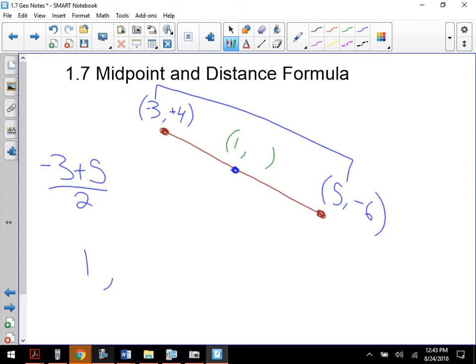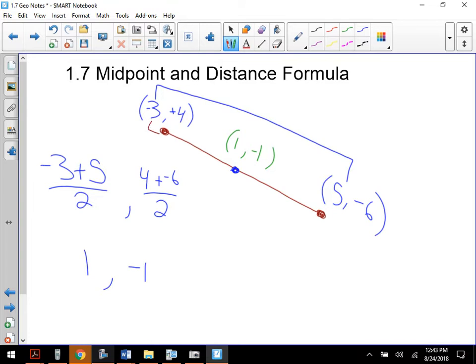What's 4 plus a -6? What's half of -2? So my midpoint is there. All you're doing is you're adding your x coordinates together and cutting it in half. Add your y coordinates together, cut it in half. Because watch what happens.